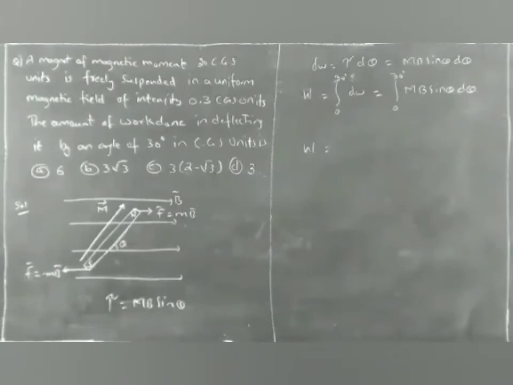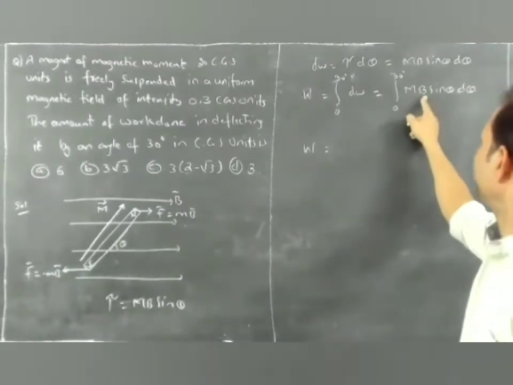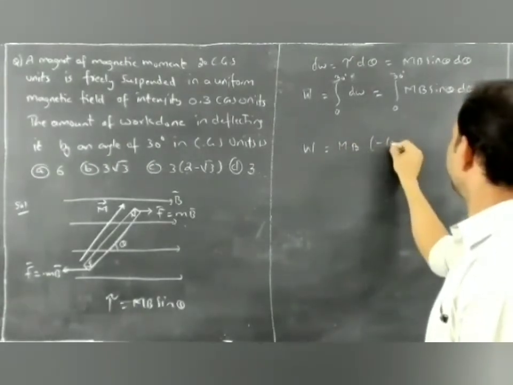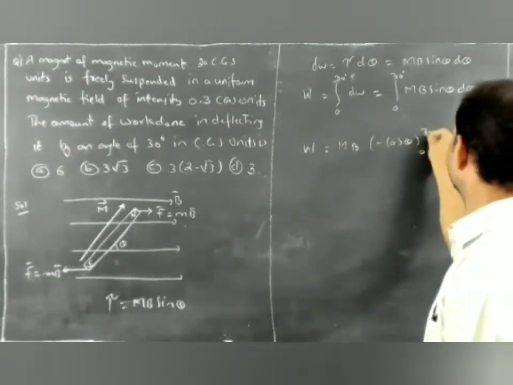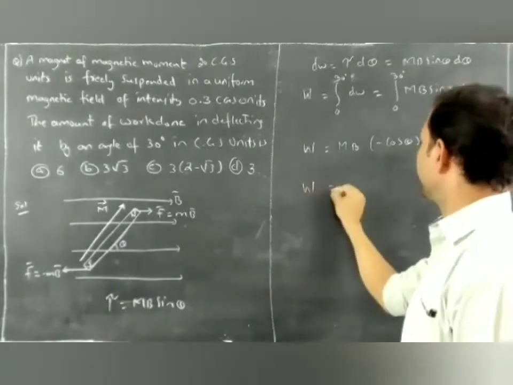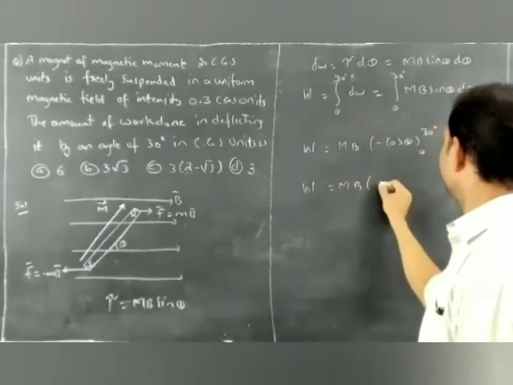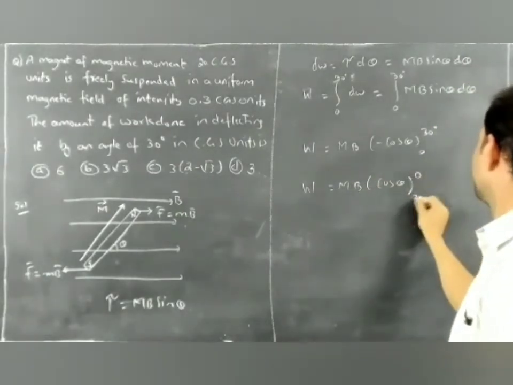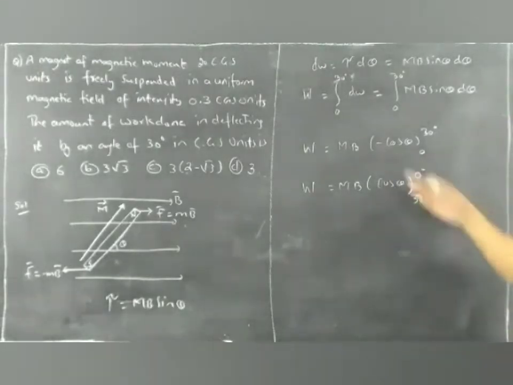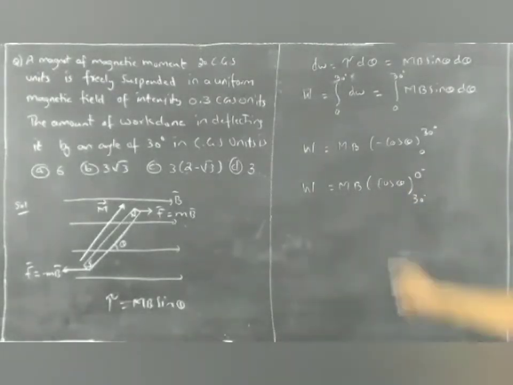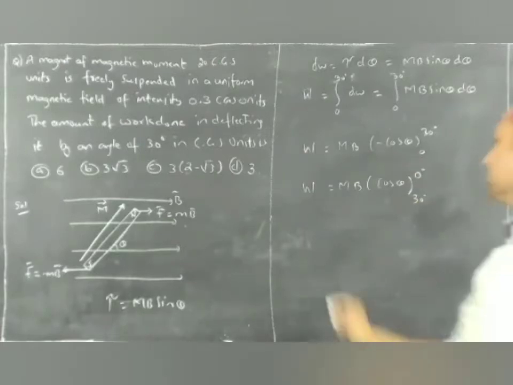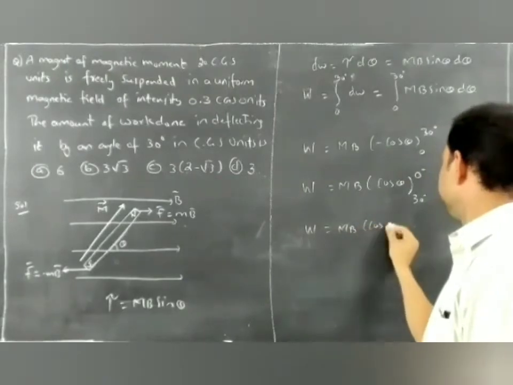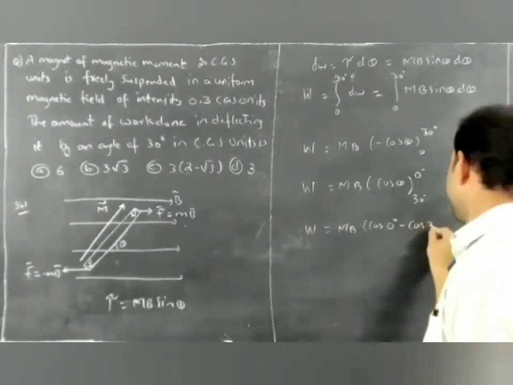So m and B are constant. Therefore, the integral of sin theta is minus cos theta, from 0 to 30 degrees. This can be written as mB cos theta. We can change the limits from 30 to 0 degrees to remove the negative sign. Therefore, W = mB (cos 0 degrees minus cos 30).